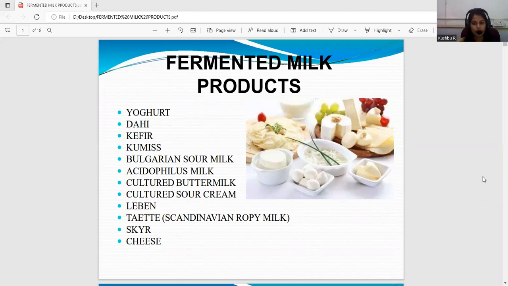Before we go into kefir, there are many more fermented milk products that are available in today's industry. That includes your yogurt, your dahi, that is your curd, kefir, kumis, your sour milk or your fermented milk or your cultured buttermilk, be it your cheese. There are many types of fermented milk products which have their own economical value and significance against pathogens and which favour human health.